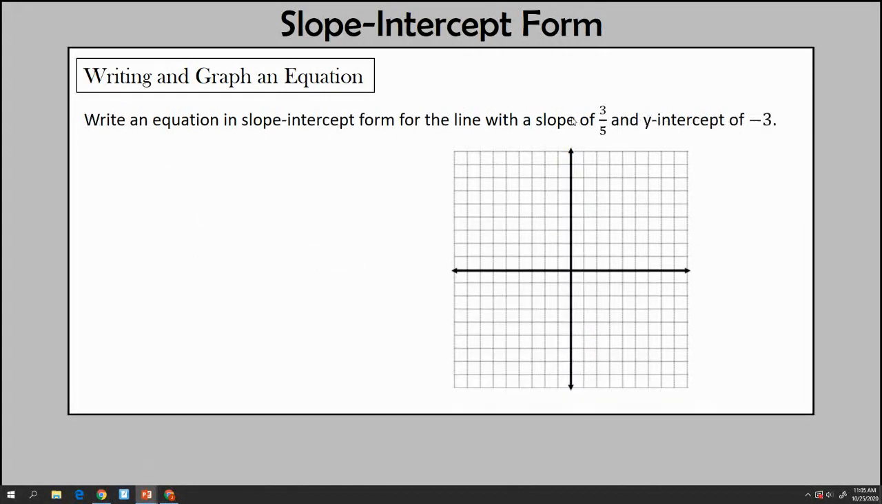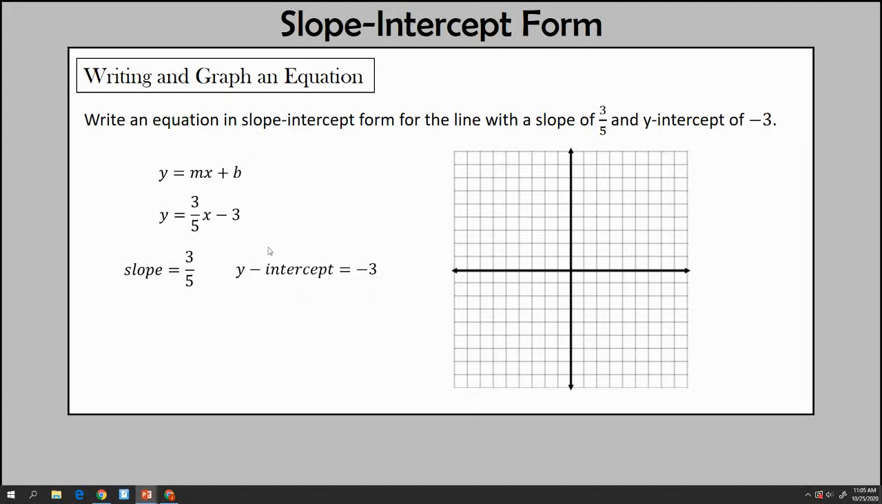Let's look at another example. This line has a slope of 3/5 and a y-intercept of -3. So we start with our equation, y equals mx plus b. We're going to replace the m with the slope, 3/5, and replace b with the y-intercept of -3. So y equals 3/5 x minus 3 would be my slope-intercept form. Easy enough. Plug it in. Now, m is 3/5, we know that already, and the y-intercept is -3, we were told that already.